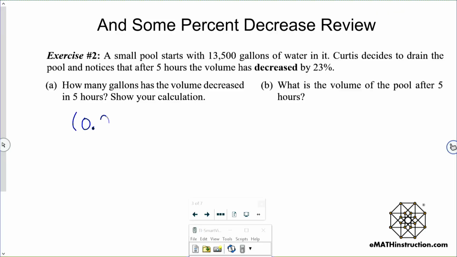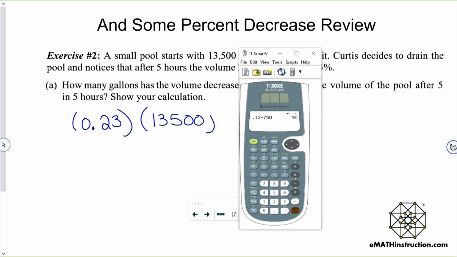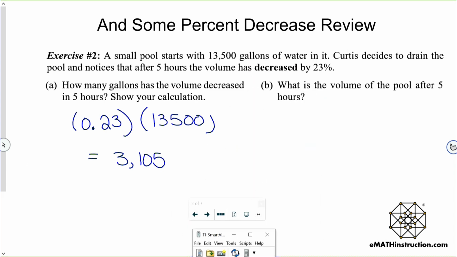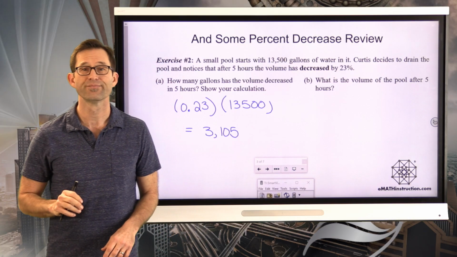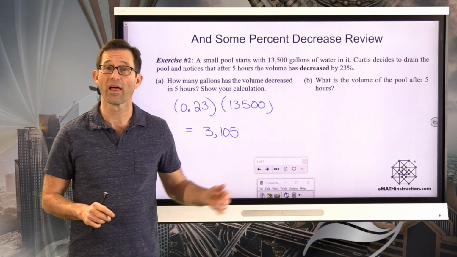It's simple enough, right? I take my 23% and I convert it into a decimal, 0.23. I'm going to multiply that by 13,500. Again, on my calculator, that's going to make for just some button pushing, 0.23 times 13,500. Just got to watch my calculator entry there. And I'll find 3,105 gallons, right, of decrease.